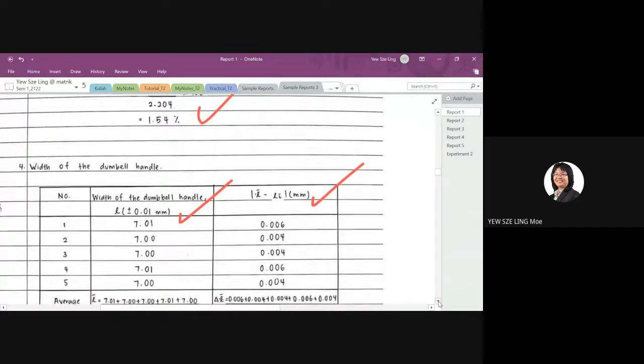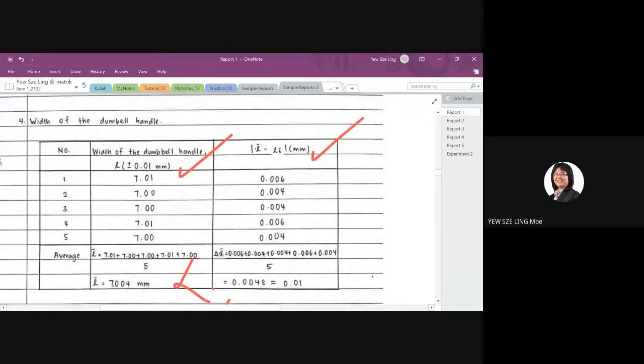Next one. The width of the dumbbell handle. Dumbbell handles, you use a vernier caliper. Vernier caliper now is just plus minus 0.1 actually. Dumbbell handle is plus minus 0.1 mm. So this one is incorrect. The other one, mm, is correct. So you can measure up to 1 decimal place.